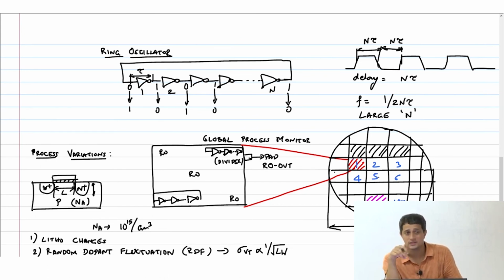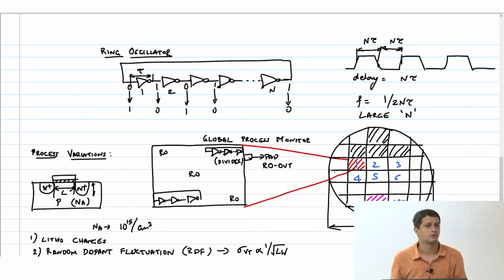Because remember, real estate space is very, very expensive. So for example, the fab cannot say, look, I will use this one particular chip to figure out if my process is correct or not. That's too expensive. You're wasting very expensive real estate space. Also, by monitoring just one corner, it's not going to help. I need to monitor it everywhere, right?